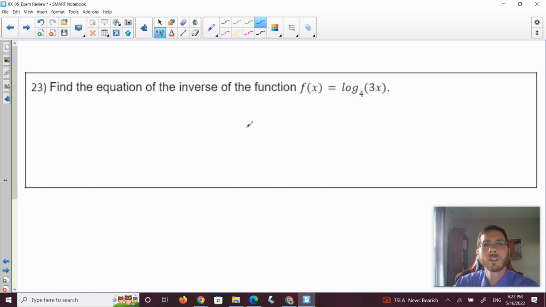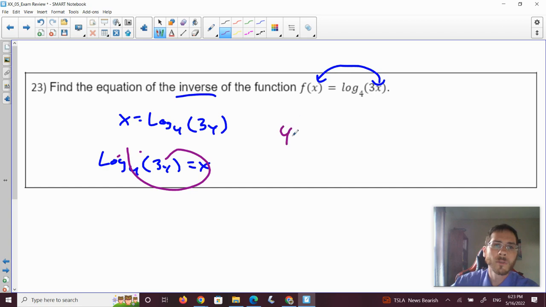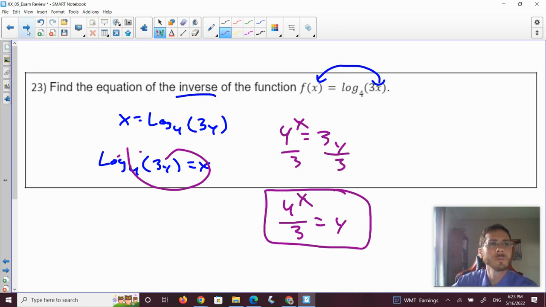For 23, find the equation of the inverse. So again, we're doing another inverse, which means we have to switch the x with the y. So we'll have x equals log base 4 of 3y. If I want to use the snail, again, I have to have the log on the left side, but we can do that. So that gives us 4 to the x equals 3y. It's not a very good y. Divide both sides by 3. So 4 to the x over 3 equals y. And when we're all done there too.